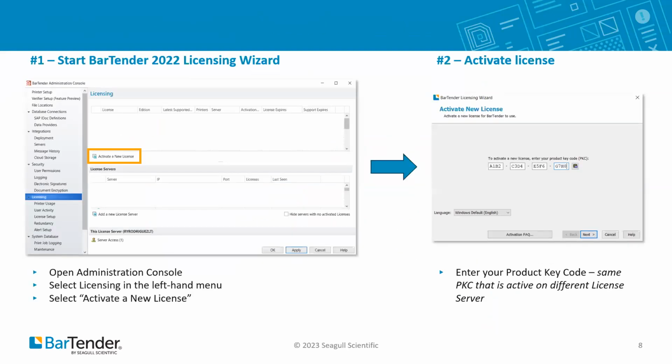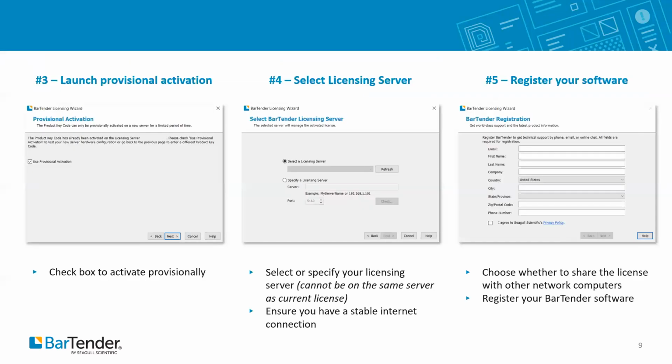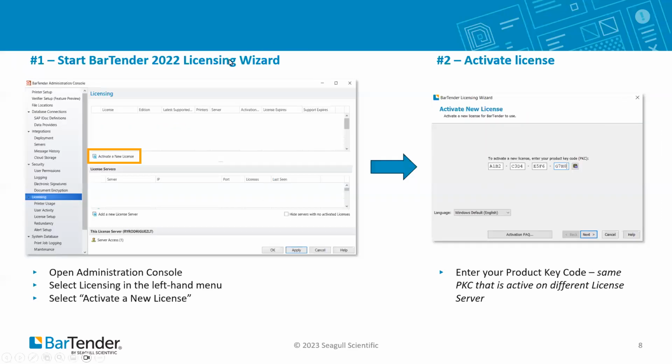Now, this point shows where we're going to go into our BarTender administration console, where we would set this up for you and how you would set it up going forward, starting off with provisional activation. So we're going to open the administration console. We're going to select licensing in the left-hand menu. And then we're going to select activate, and then activate a new license.